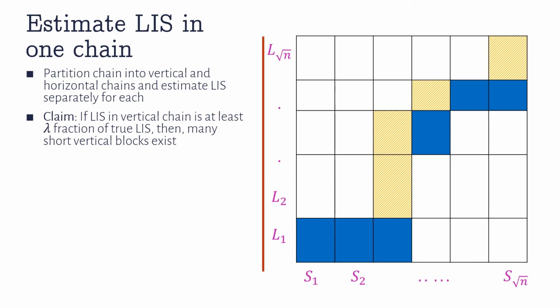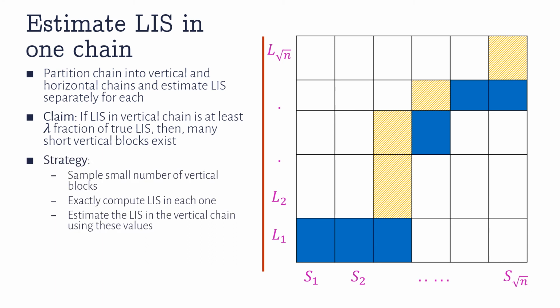Consider the vertical chain. It is a disjoint union of vertical blocks that do not share a stripe with each other. Now, we show in our paper that if LIS in the vertical chain is at least a lambda fraction of the true LIS, then many such short vertical blocks exist. Which means there is a simple strategy to estimate the LIS.